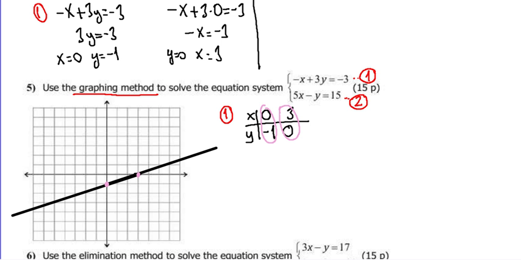This is my first equation. Instead of writing the whole equation, I write just one. What about the second equation? I find the points here, and I make my table here.